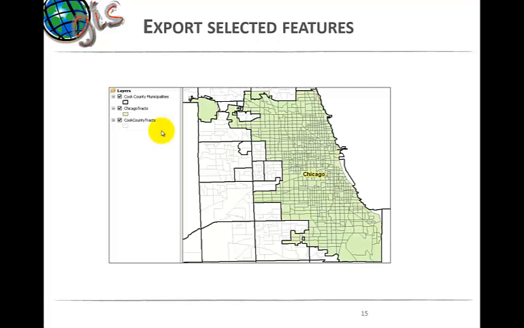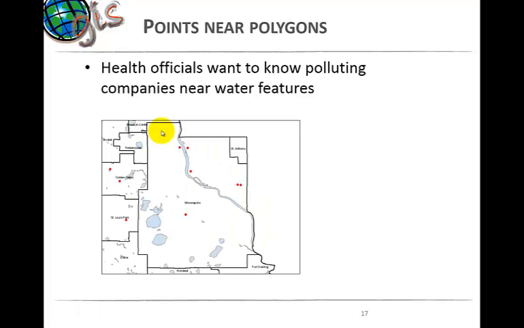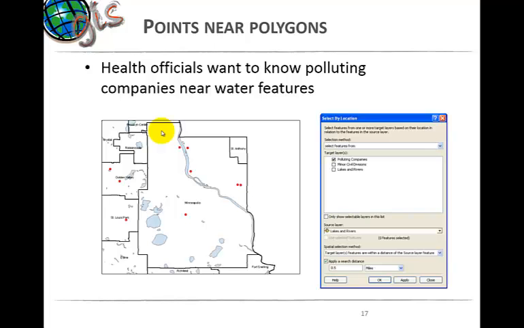Again, this is just purely spatial selection. We didn't have an attribute that would allow us to do this. So for other location based or proximity selections, for example, health officials want to know the polluting companies near water features. So what we do is we select the points which are within a certain distance from these lakes and rivers.